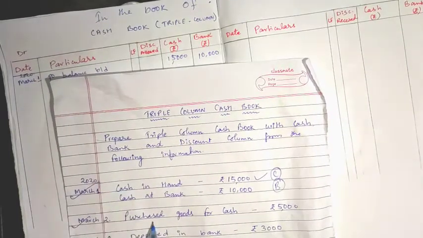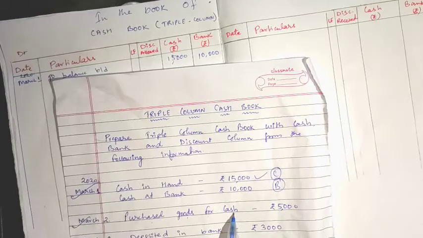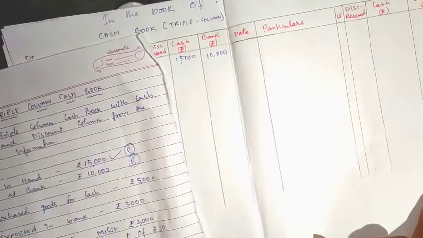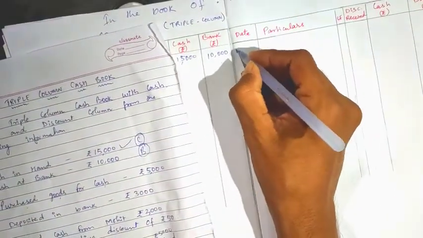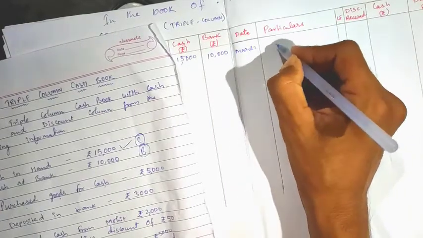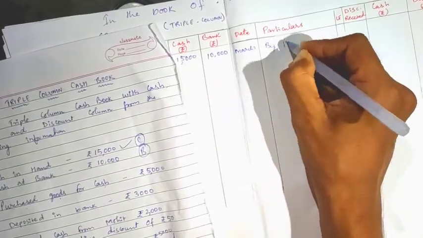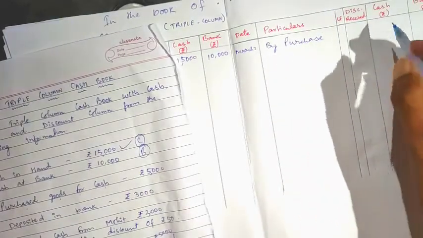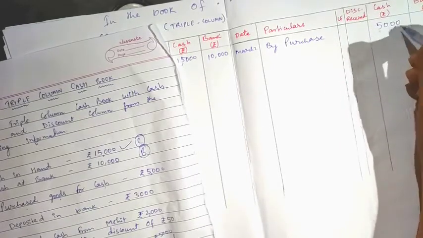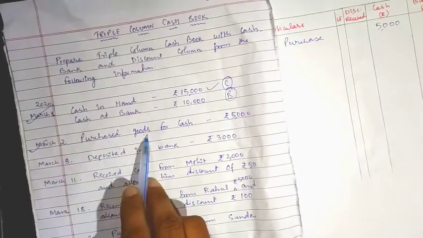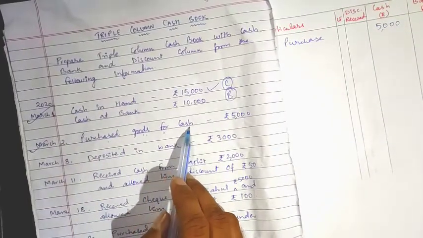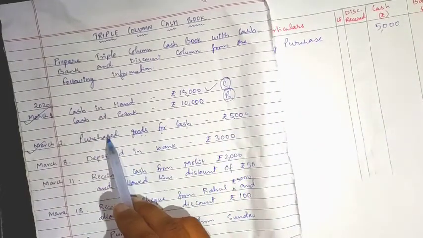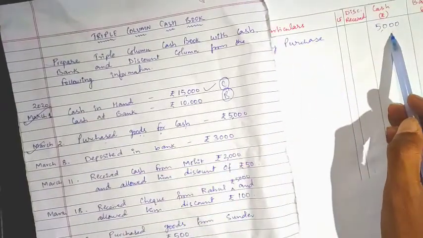So March 2, purchase goods for cash. Purchase goods for cash means cash goes out, so cash will be decreased, so it will come on credit side. So you will put date March 2, and write by purchase. It is done by cash, so we'll put in cash column 5,000. Suppose it was written purchase goods for cheque, so cheque is linked with bank, so we can put 5,000 in bank, but here in this question purchase goods for cash, so it will come in cash column, clear?